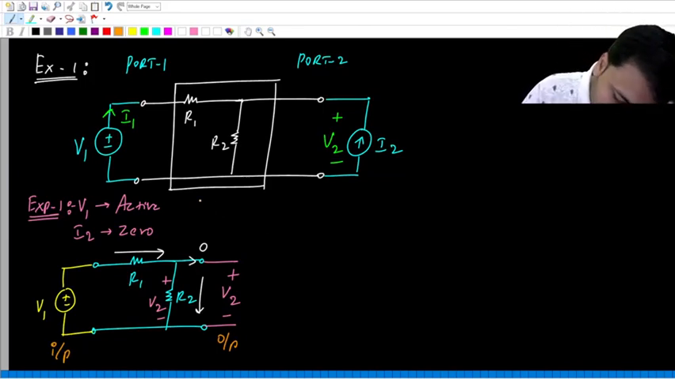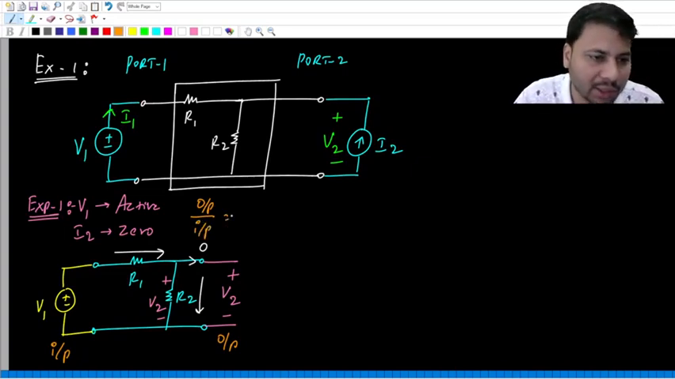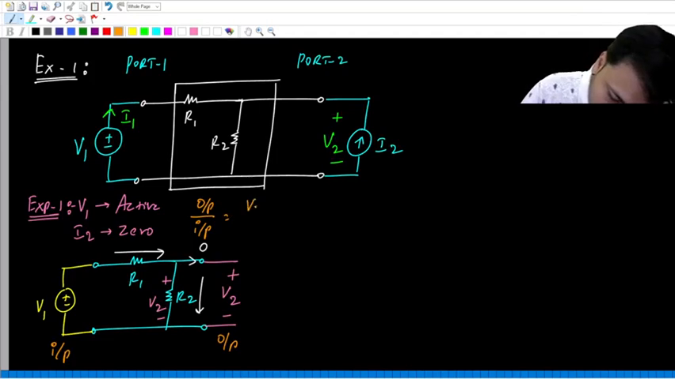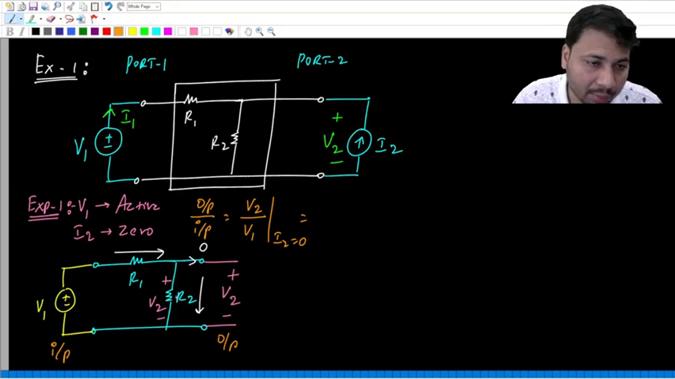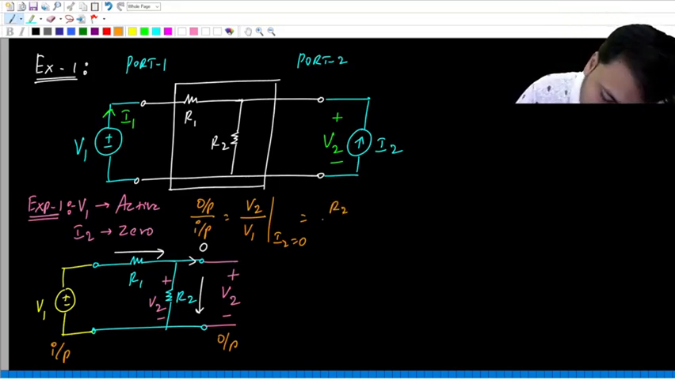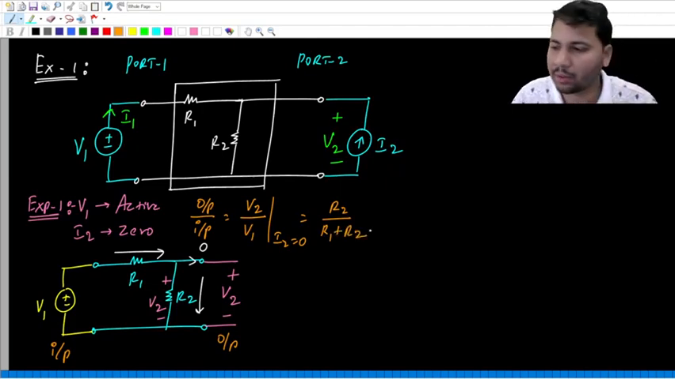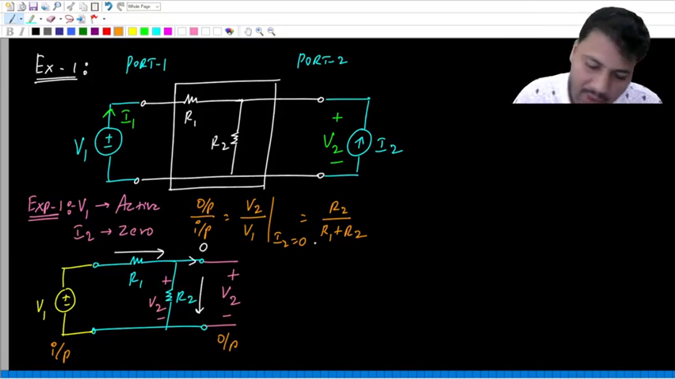So what is the ratio of output to input in this first experiment? Is it not V2 by V1 when I2 is made 0? Now what is V2? Voltage division, V1 times R2 by R1 plus R2. So this ratio will be R2 by R1 plus R2. Anyway, this is the ratio of output to input in the first experiment.